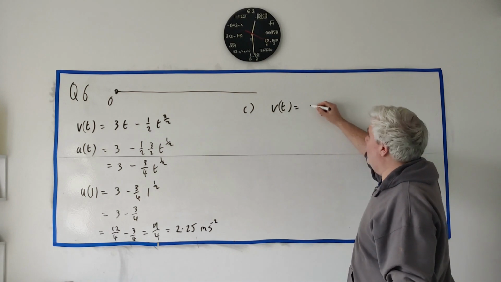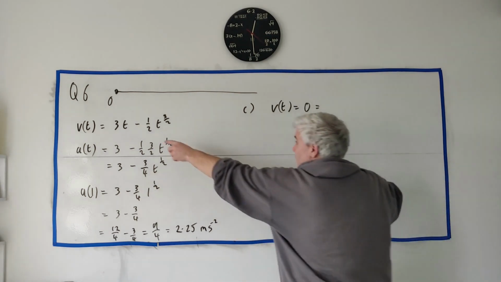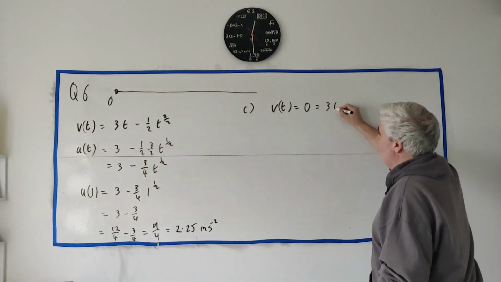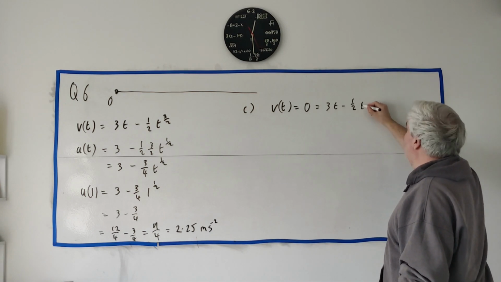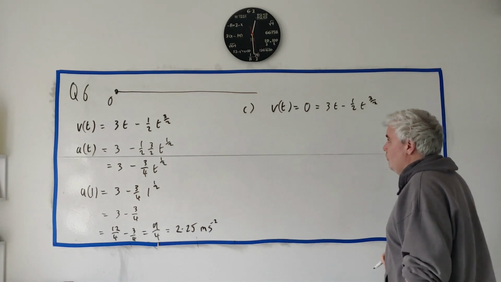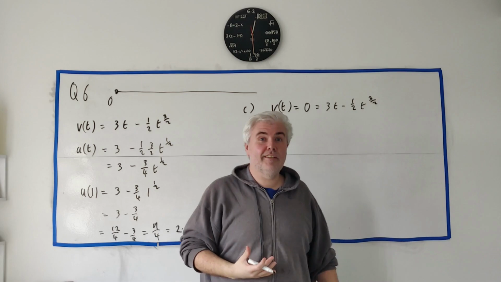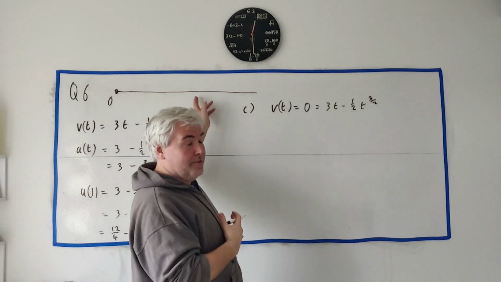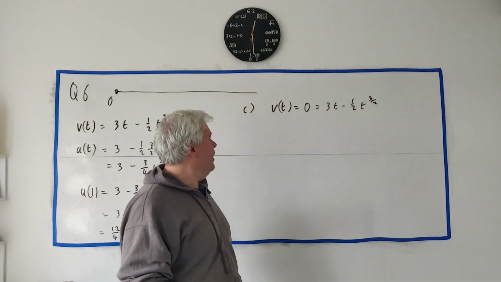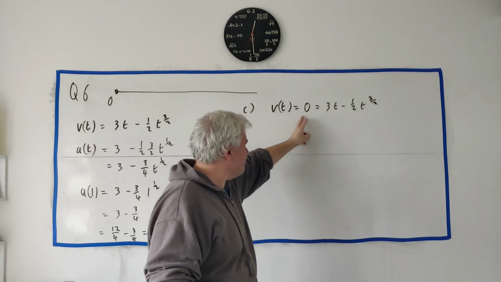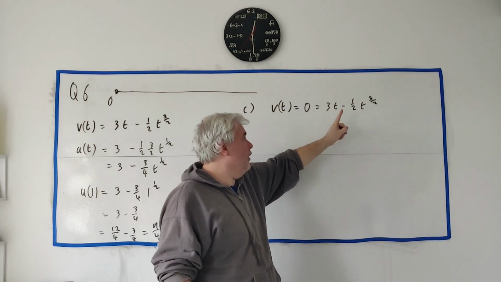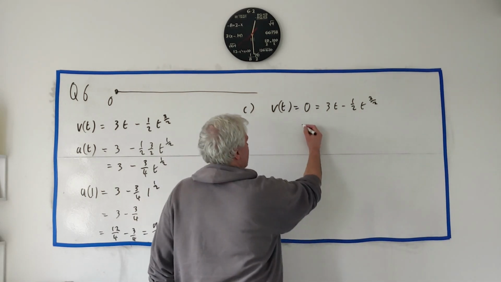Phi t equals 0. But you also know what velocity is. It's equal to 3t minus a half t to the power of 3 over 2. Really, that's all you need. Well, not all, but it's useful, I think, to have an image of what's going on. But we can do this with maths. We have an equation here with one unknown. We can go ahead and try and solve this.